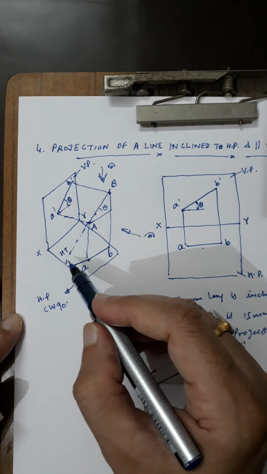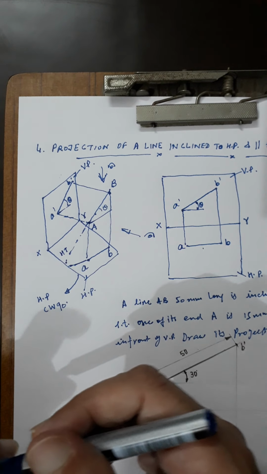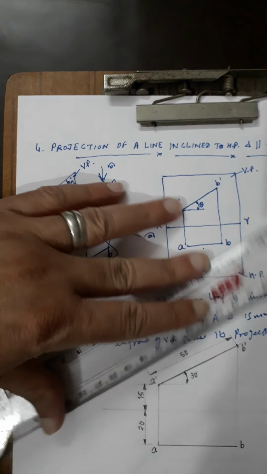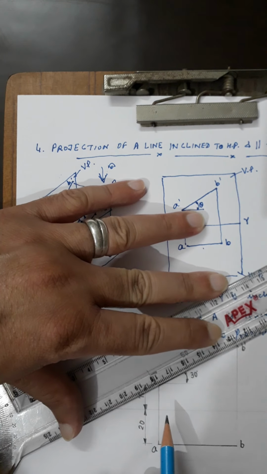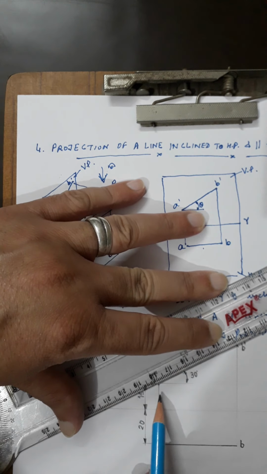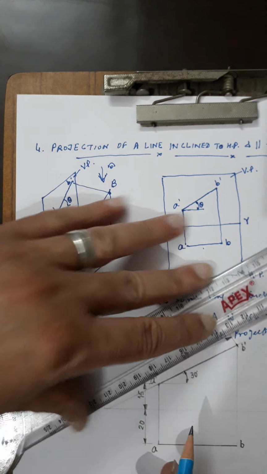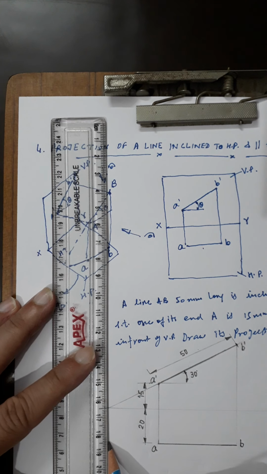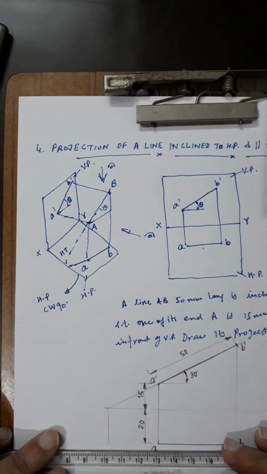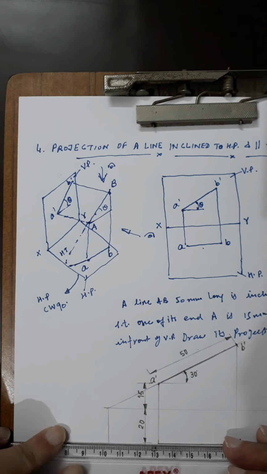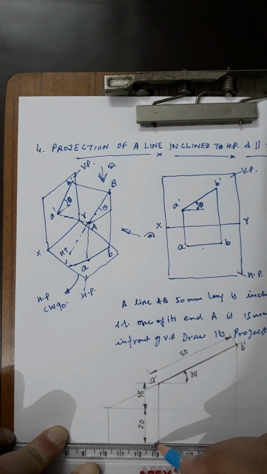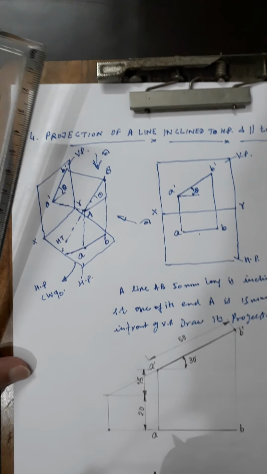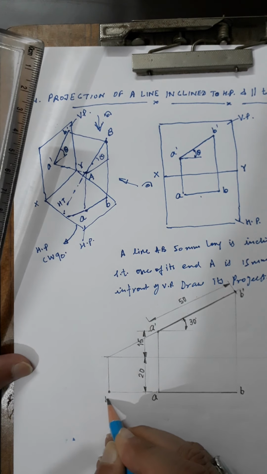Now how to show this trace on the drawing? Now I will show you. You can extend this front view here. Wherever it cuts the XY line, from there you can draw the vertical projector. And you can extend the top view again, and the intersection point is known as the horizontal trace, HT.